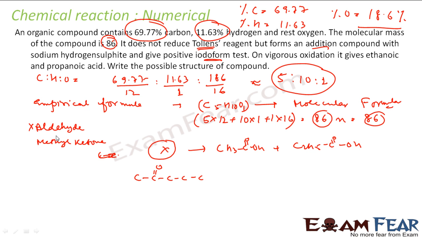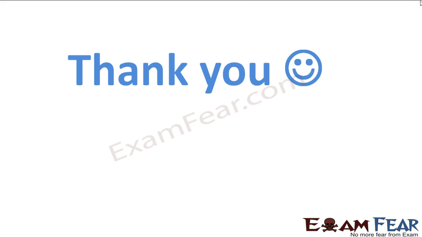Because it is methyl, that is sure. It is a methyl ketone, right? There has to be one methyl here. So it looks like this is the one. This is a methyl ketone, yes. If you do a vigorous oxidation, you will get CH3COOH and C2H5COOH, yes. And then it will give the iodoform test also. So this is the possible structure of the compound. It is pentan-2-one. Thank you.